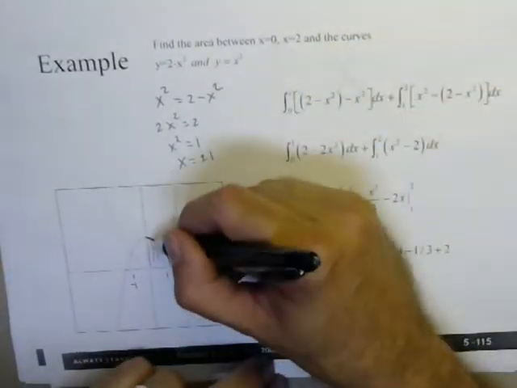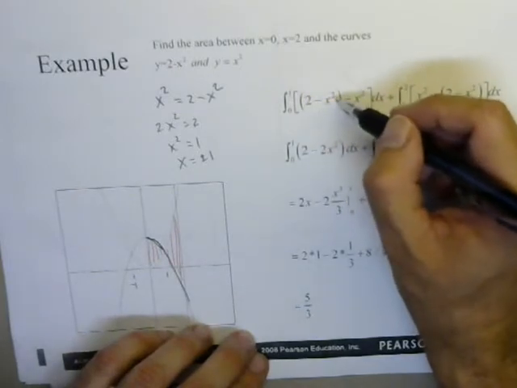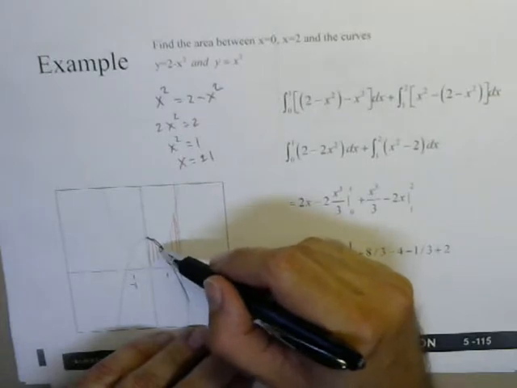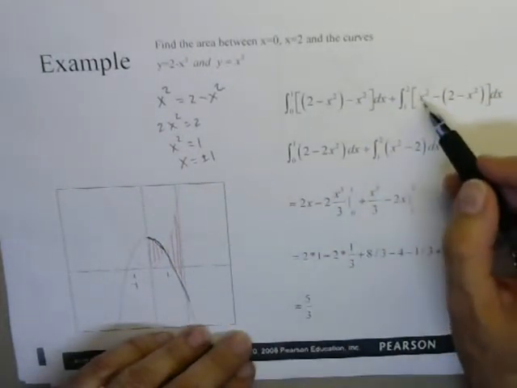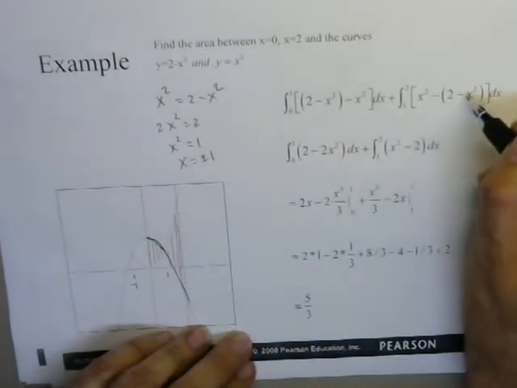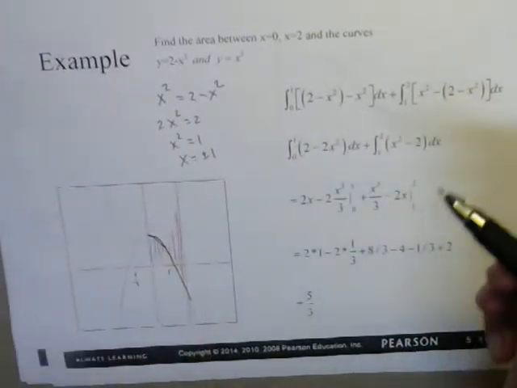So the upper limit, we want to integrate between 0 and 1, but in that case we want 2 minus x squared minus x squared, right? Because in that case the 2 minus x squared is on the top. And then between 1 and 2, we want to switch things, because in this case the x squared is on the top minus 2 minus x squared. So just be careful of the order and your plus or minus signs, and then just integrate like you would normally.